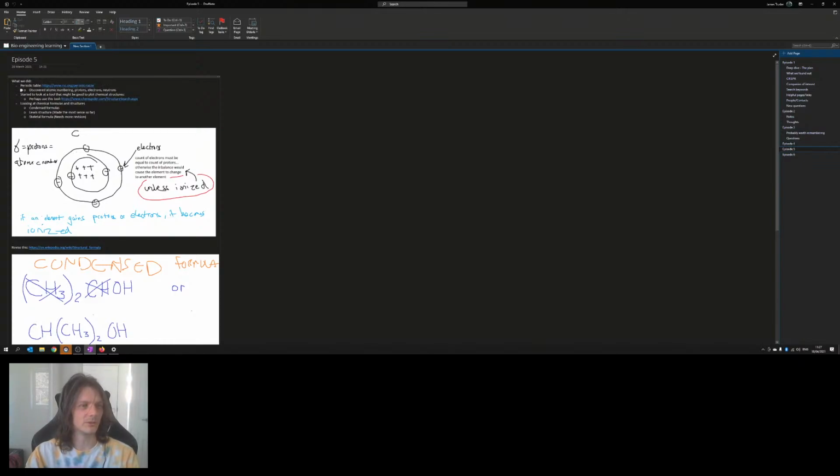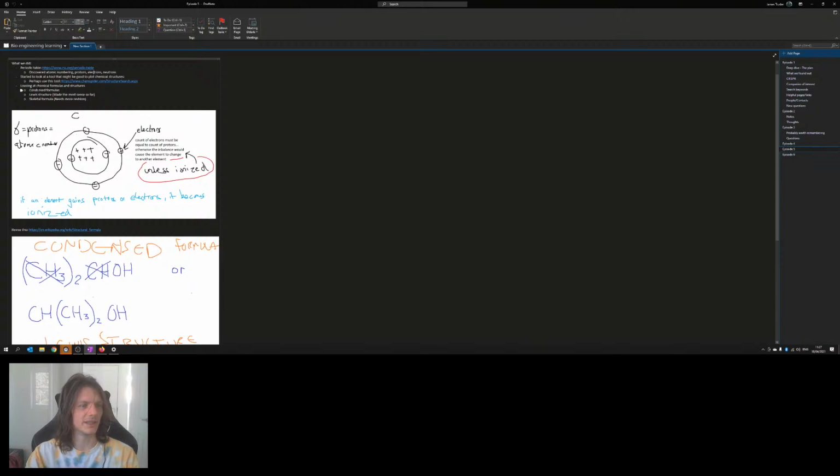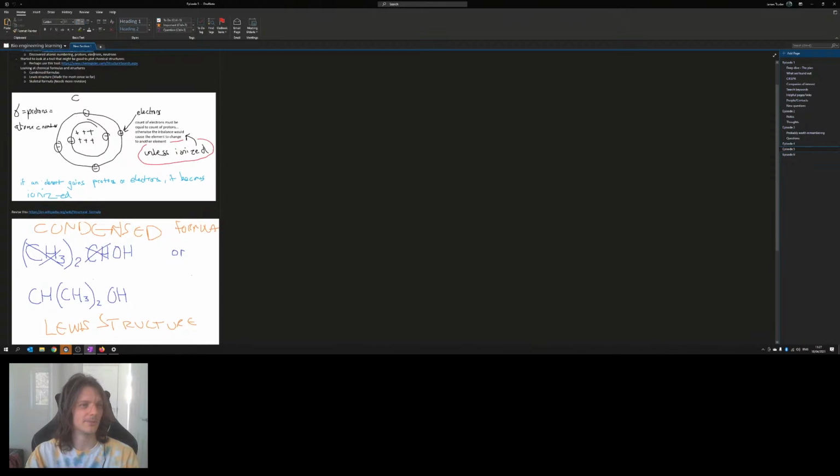Discovered atomic numbering, protons, electrons, neutrons. Started to look at a tool that might be good to plot chemical structures. Looking at chemical formulas and structures. Oh yeah, the condensed form is the Lewis structure, the skeletal formula. Okay, yeah, this is all good.